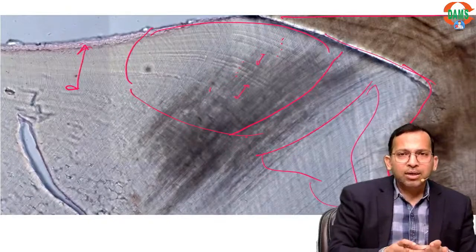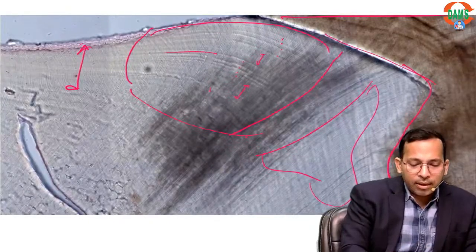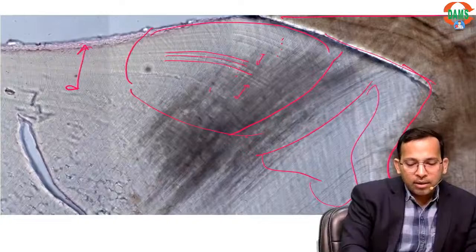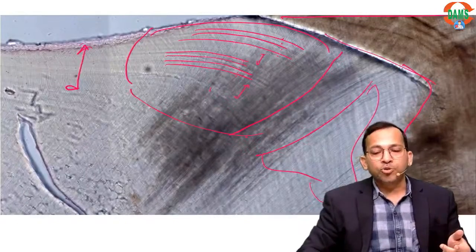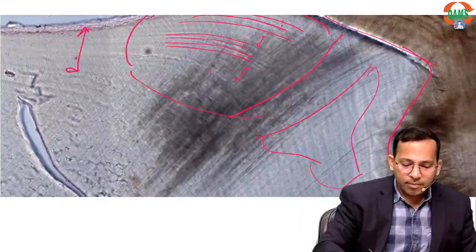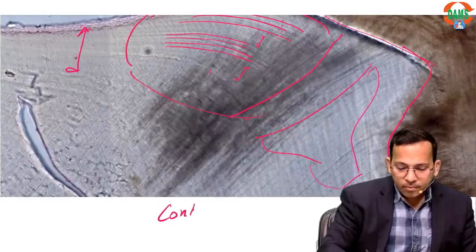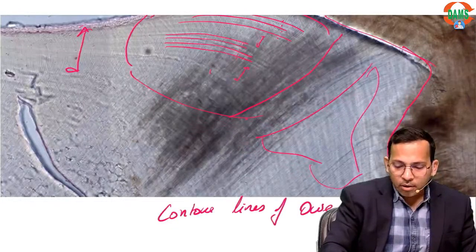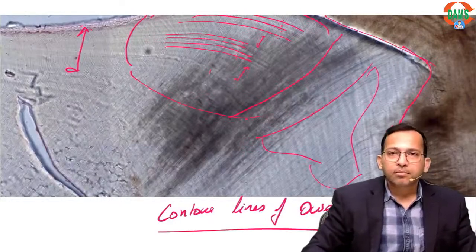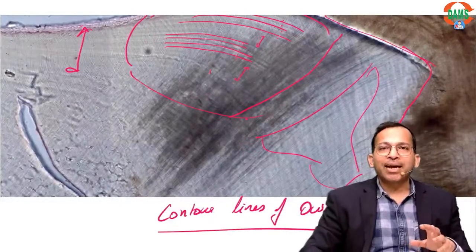So what do these lines represent? These are the contour lines of Owen, isn't it? So contour lines of Owen are not exactly incremental lines.